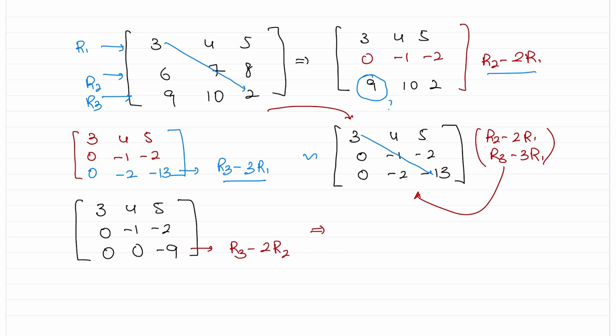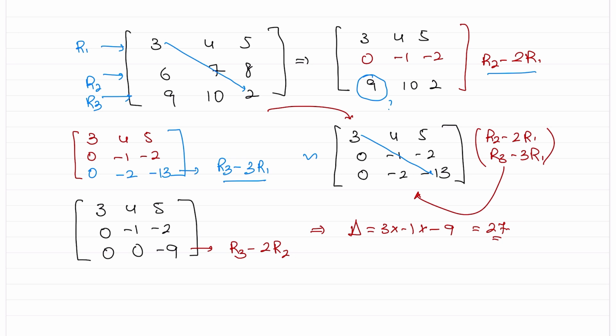Now what is the value of this determinant? 3 into minus 1 into minus 9. That is equal to 27. How simple it is to find the determinant. Similarly, we can find the inverse also.